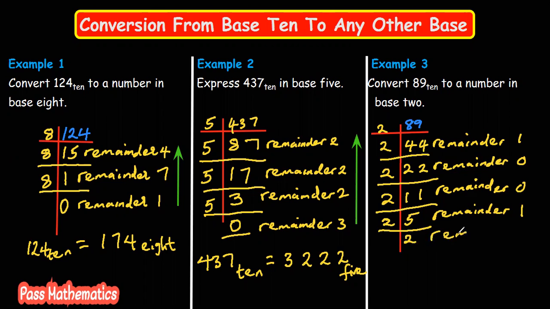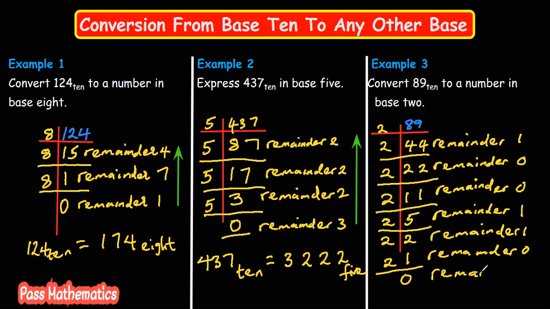We are going to have a remainder of what? 1. So we write it down. And 2 divided by 2 is 1. The remainder here should be 0 again. So we have 0, and then 1 into 2 is not possible. So we write 0 here and transfer this 1 here. The remainder is going to be 1 now.